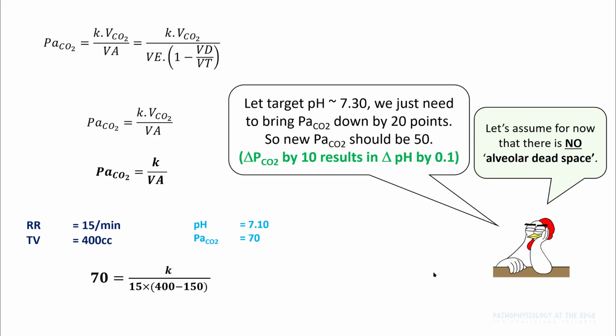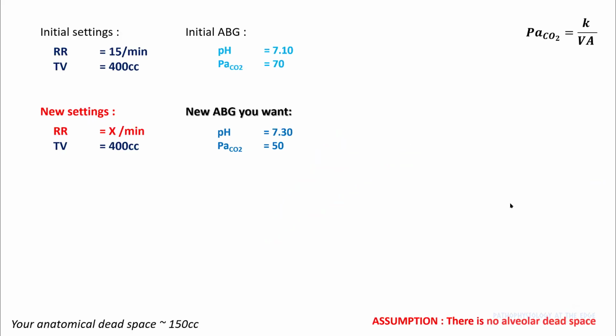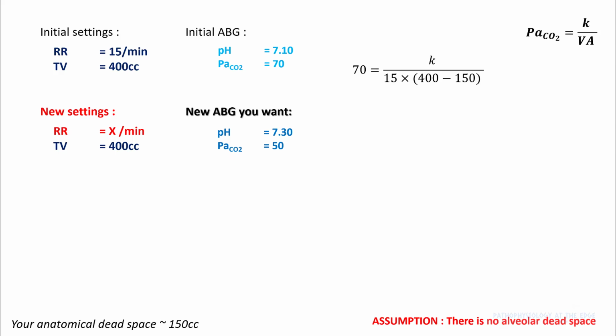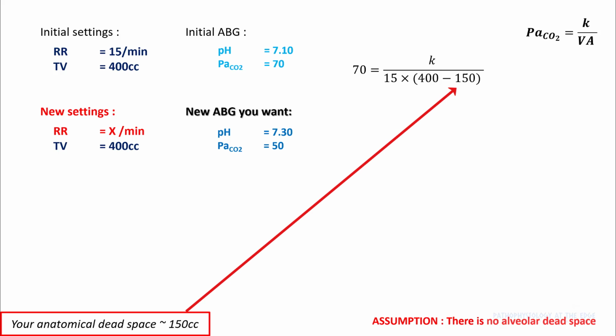First step is to figure out where you want your pH to be, and then use the rule that your PaCO2 has to change by 10 to change the pH by 0.1. So in this case, we want the pH to increase from 7.10 to 7.30, so we want our PaCO2 to drop from 70 to 50. Let's say you want to get your new ABG by targeting a new respiratory rate of X. From the initial setting, you get our equation: 70 equals K divided by 15 times (400 minus 150). 150 is your anatomical dead space.